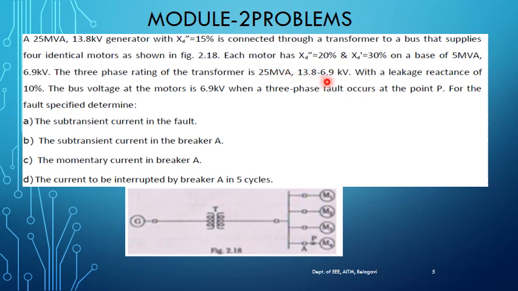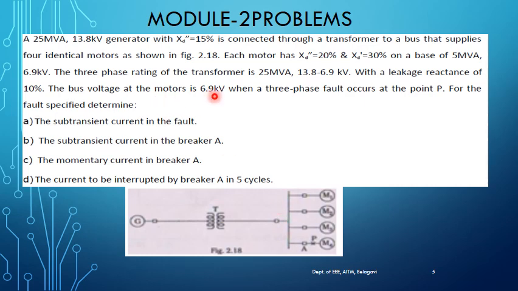13.8 for 6.9 kilovolt, which means from the generator we are getting 13.8 kilovolt. From this transformer we are going to connect it to the bus bar having the voltage rating of how much? 6.9 kilovolt. This transformer is having a leakage reactance of 10%. As I told, the bus will be having how much voltage rating? 6.9 kilovolt.